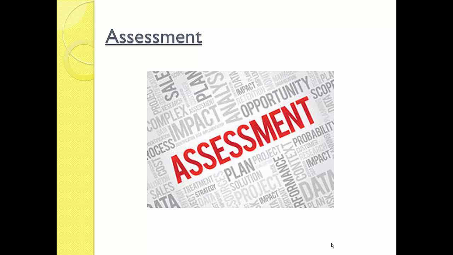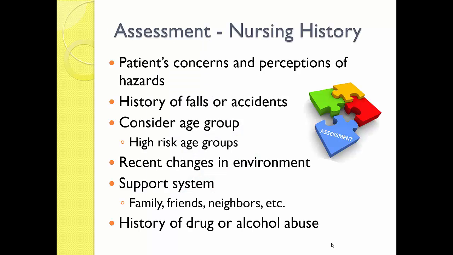So in the nursing process, where we usually start is with assessment of the patient, okay? And so we'll start by talking about getting a nursing history. And we need to look at, what are the patient's concerns and their perceptions of any hazards in their home environment, or even in the hospital environment, long-term care facility environment, wherever that is. And we also need to ask the patient, have they had any history of falls or any accidents?